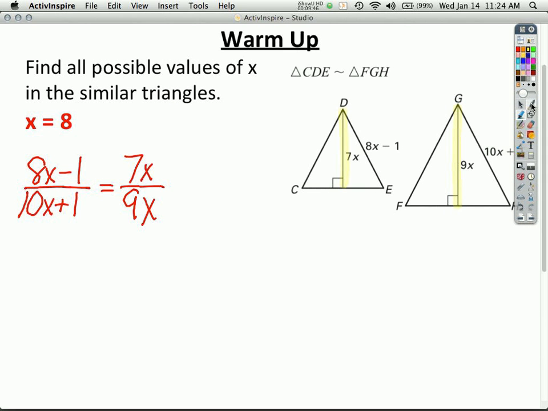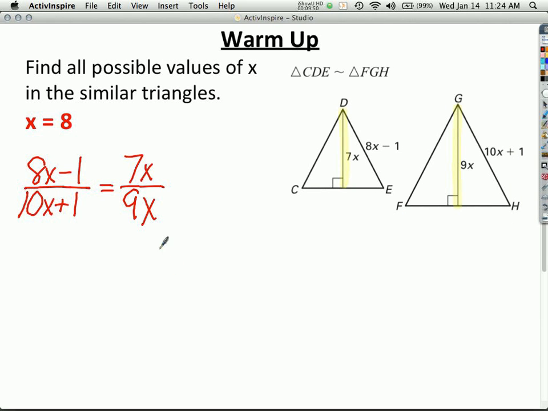Now we got stuck. You can go ahead and do cross products, but if you do cross products and you multiply 9x times 8x, what do you end up with? 9x times 8x, what does that come out to? Kamoy? Does not come out to 72x. And that's a big difference. It comes out to 72x squared, and then 9x times negative 1 minus 9x.